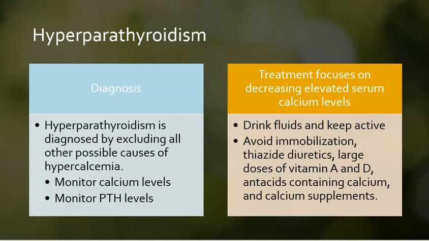You want to have these patients drink fluids, and avoid immobilization, thiazide diuretics, and large doses of vitamin A and D. You would think it would be common sense, but you tell a patient they have hyperparathyroidism and that they shouldn't take calcium, and yet they're coming in and they're on Tums. So just make sure that they know that antacids usually contain a lot of calcium in them, so they should not be taking those because it's just going to increase the problem.